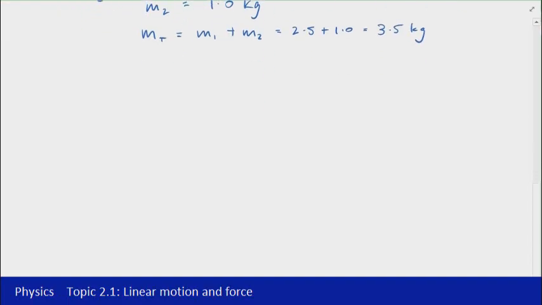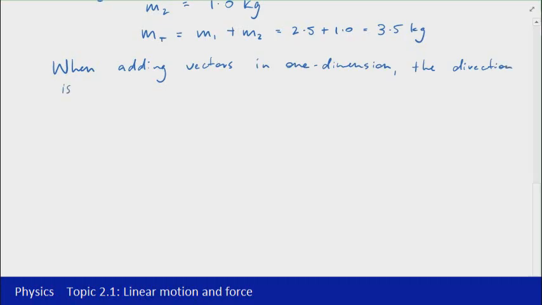When adding or subtracting vectors, it's a little bit different. Let's start off first of all with adding vectors. Sorry, we're only going to start off with one dimension. We'll start looking at two dimensions in Year 12, or in Unit 3. With adding vectors in one dimension, the direction is important. Rather than try and write a whole heap of notes as to what that means, we're just going to look at an example.